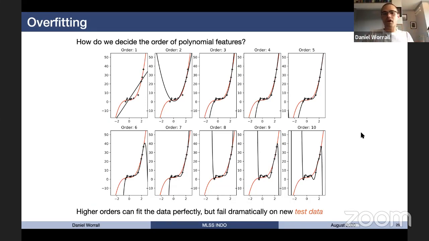Say I've got a couple of points here and I'm doing regression like this, and I've got a cubic in red, and then I have 10 points which I've sampled. Now I fit a polynomial of order 1, which is a straight line, a quadratic, a cubic, quartic, quintic, etc., to these data points. Well, if I have enough orders in my polynomial, I can fit all of my data perfectly.